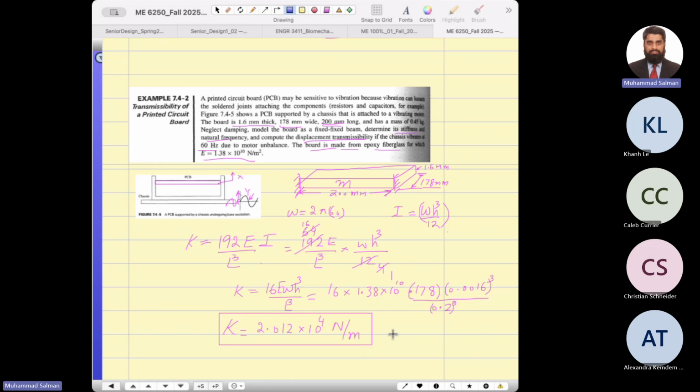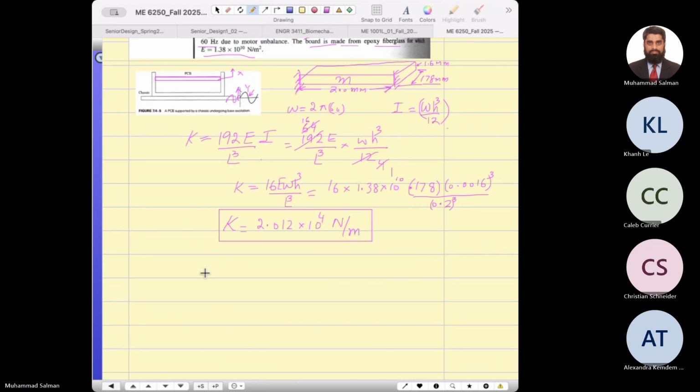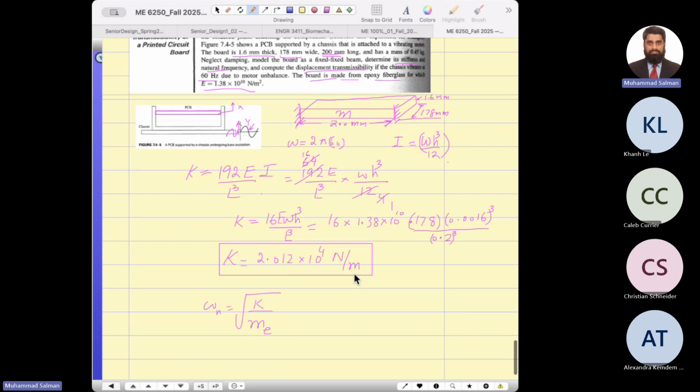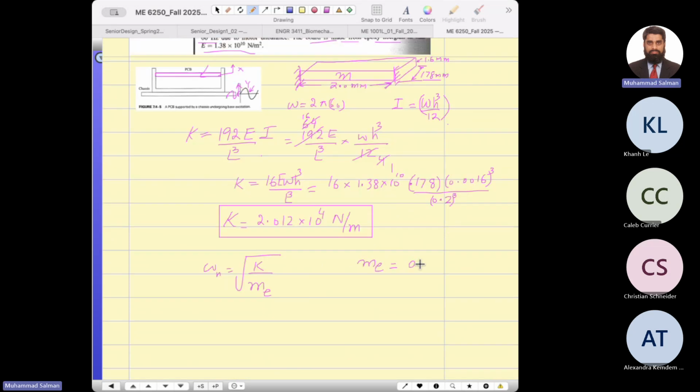Now you have to find out the natural frequency. So the natural frequency formula is the square root of K over mass. Here is the effective mass. The formula for the effective mass is 0.4 rho AL. So the mass of this circuit board is 0.45, but I would write down the effective mass, which is 0.45 divided by 2. It's almost 0.5, so you don't need to worry.